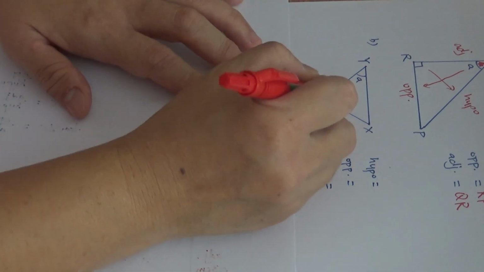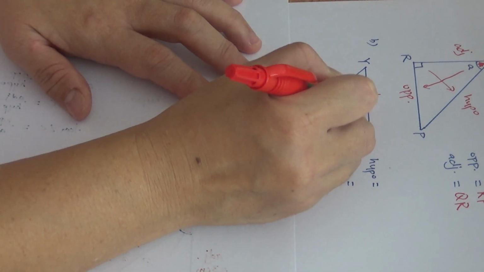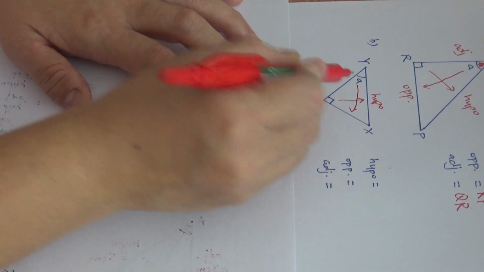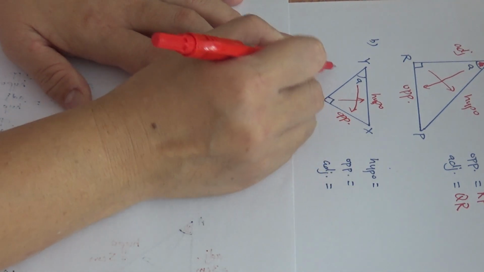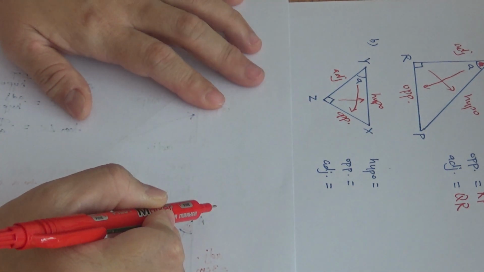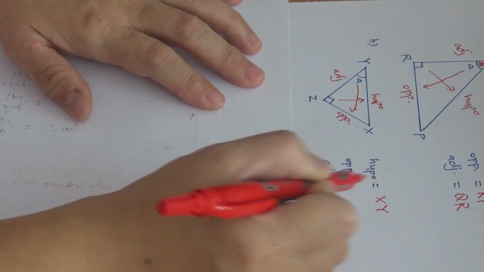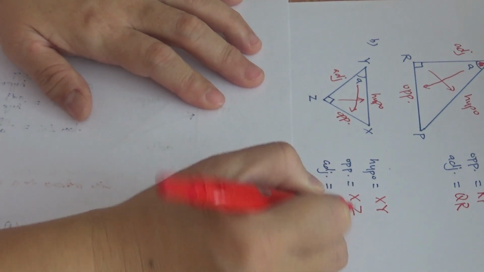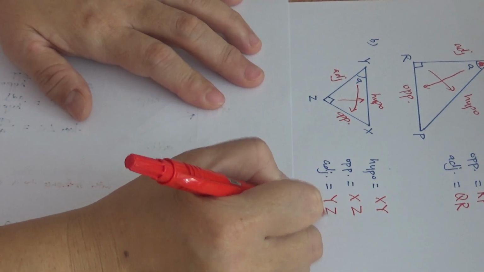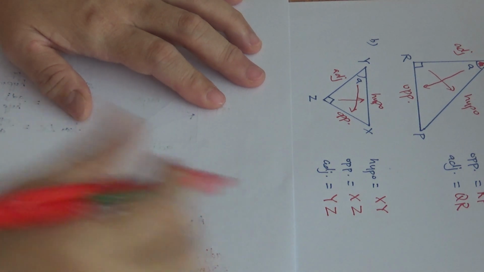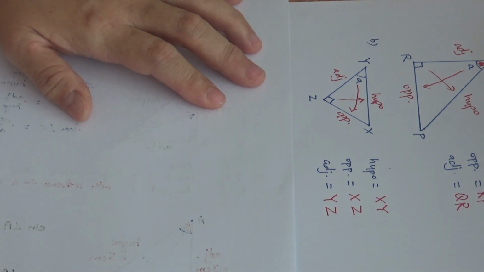Okay, now let's take a look. This is again the hypo. This is opposite angle A, so this is the opposite, and this is the side beside it, so it's the adjacent. So the hypo is actually XY, the opposite is XZ, and the adjacent is YZ. Okay, so this is how we identify the opposite, the hypo, and the adjacent of a certain triangle with respect to a certain angle. That is your question 1 of exercise 6a.